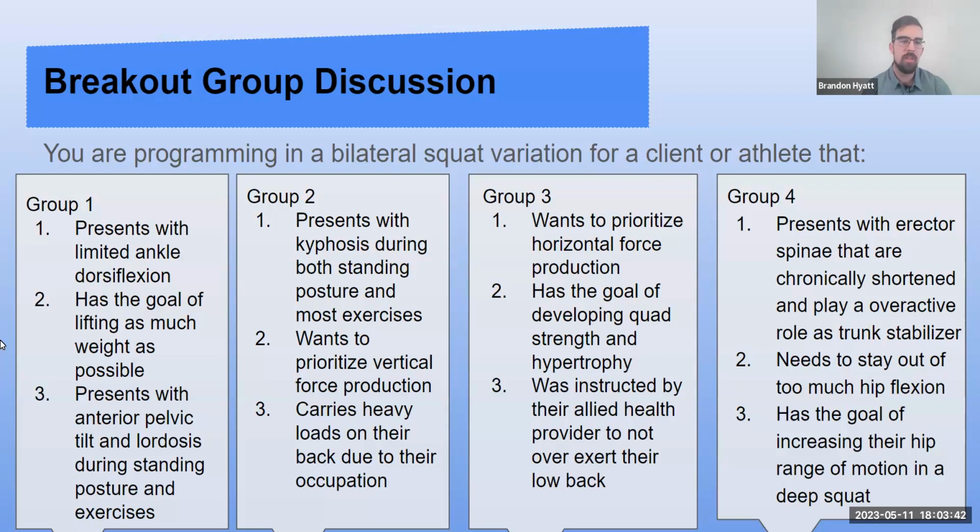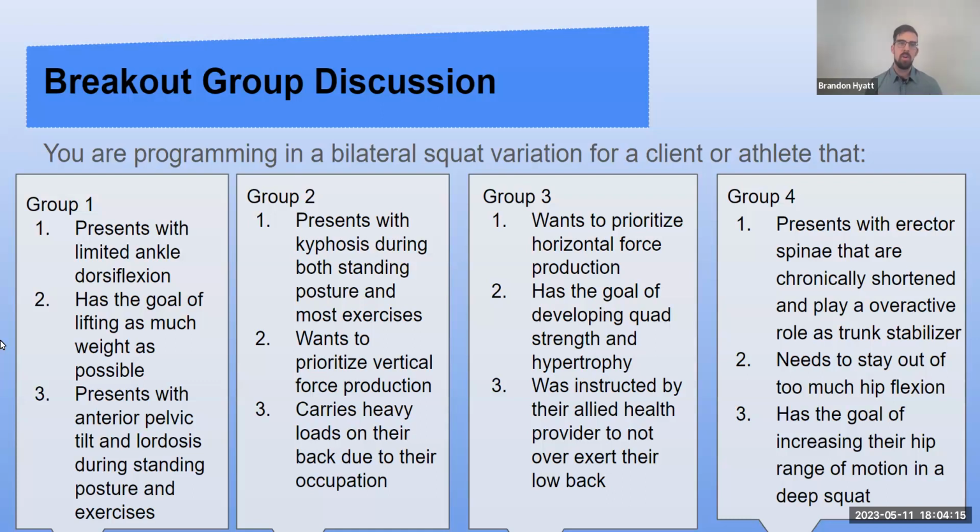All right, group two, question two, they want to prioritize more vertical force production. All right, we're going to do a front loaded thing. We're going to do goblet squat, barbell front squat, safety bar squat, something like that, because your torso is a lot more upright. They carry heavy loads on their backs due to their occupation. I'm going to have them do something with a front squat because they already spend so much time with a load on their back. I don't want to overdo it. I don't want to overstress that. I want to give them a different stimulus.